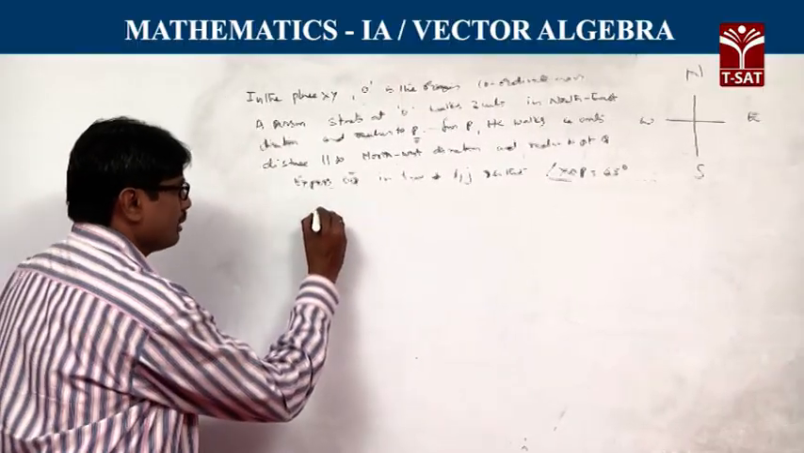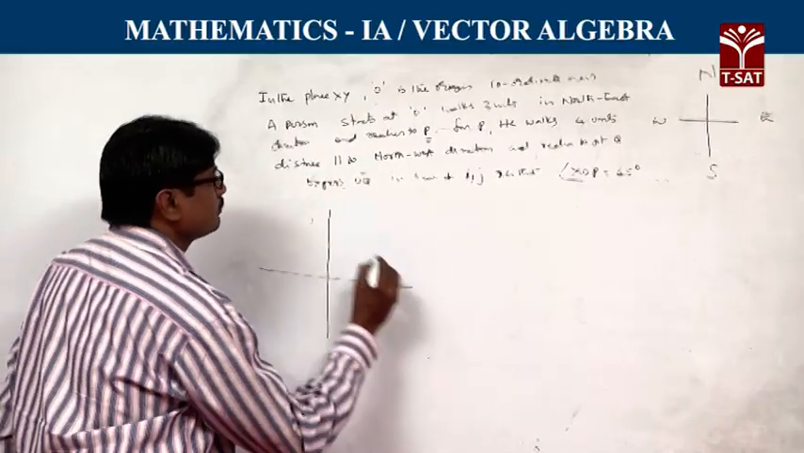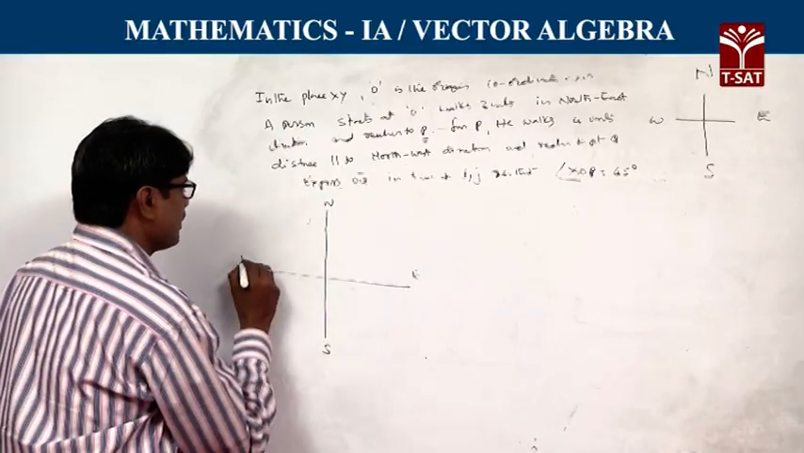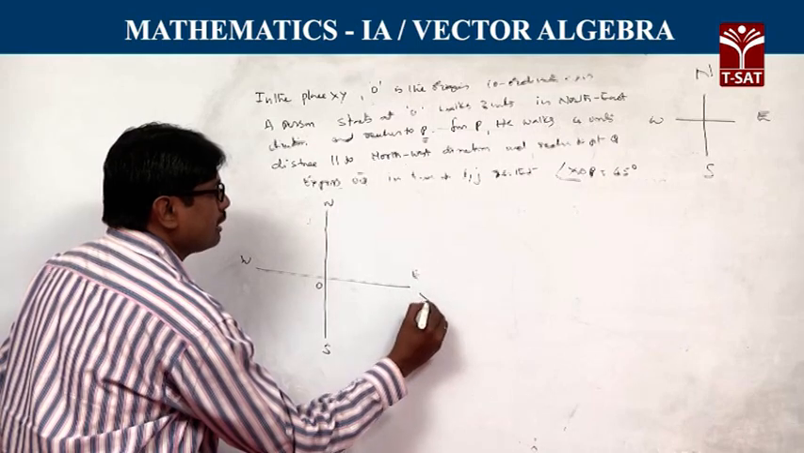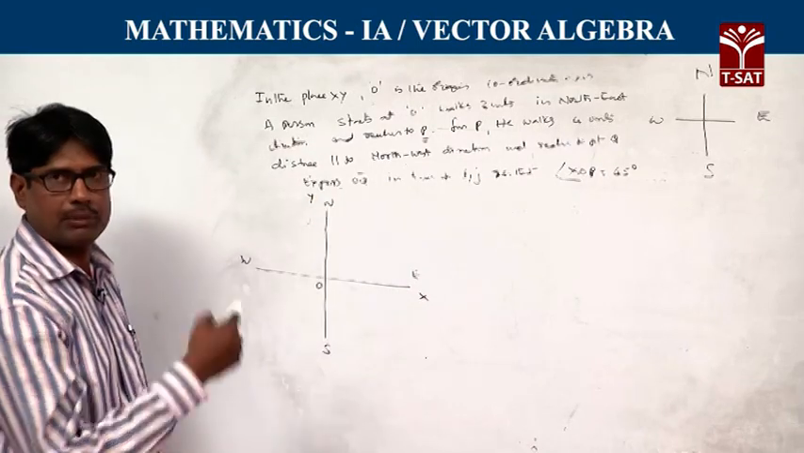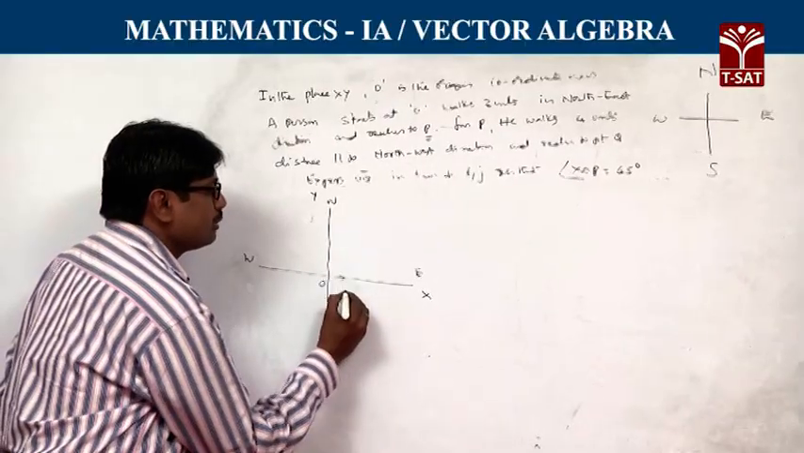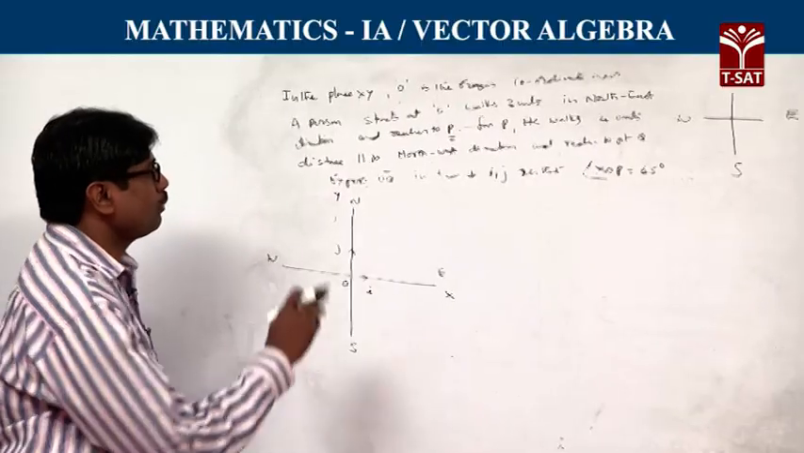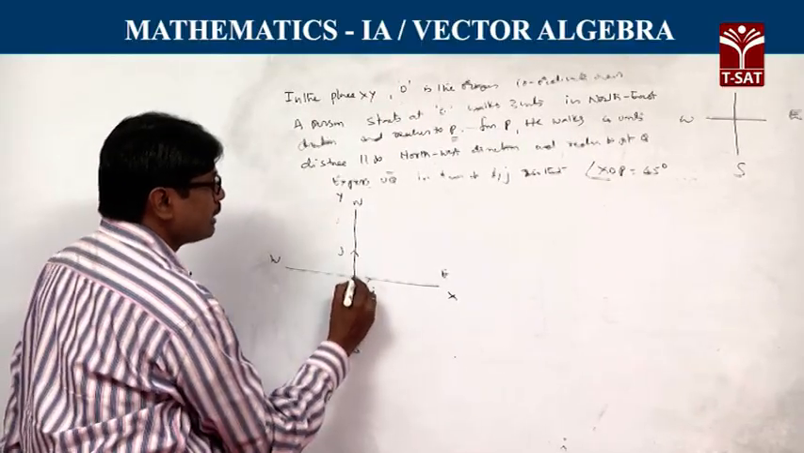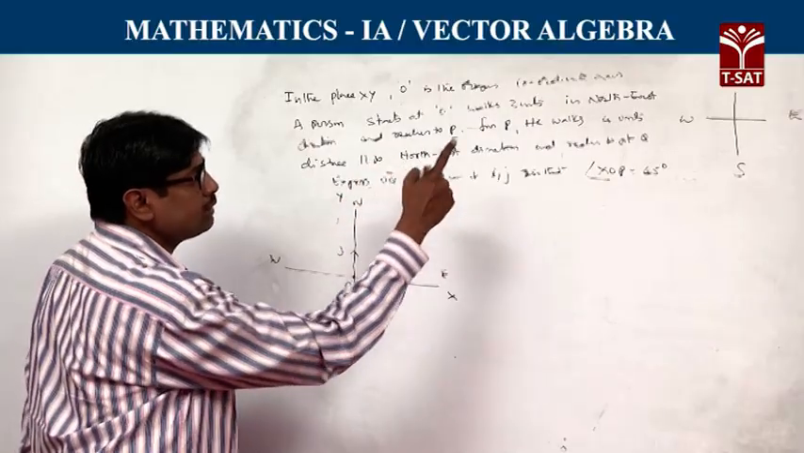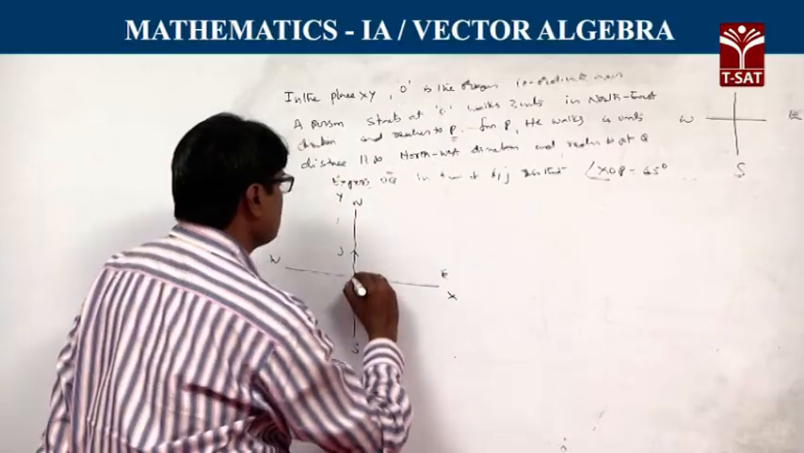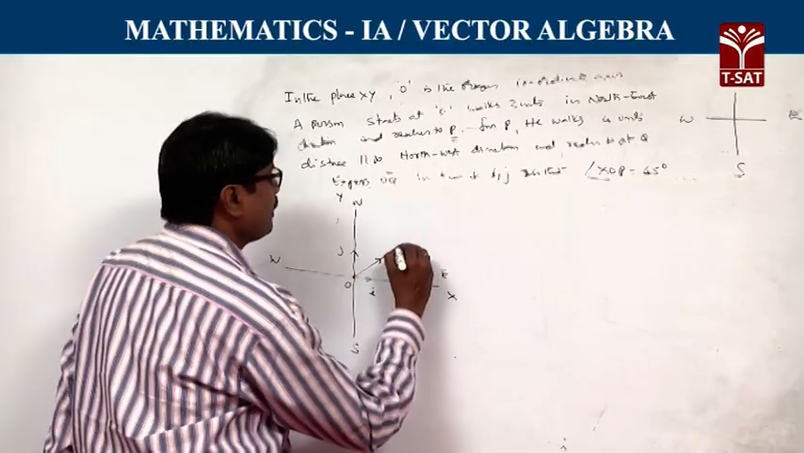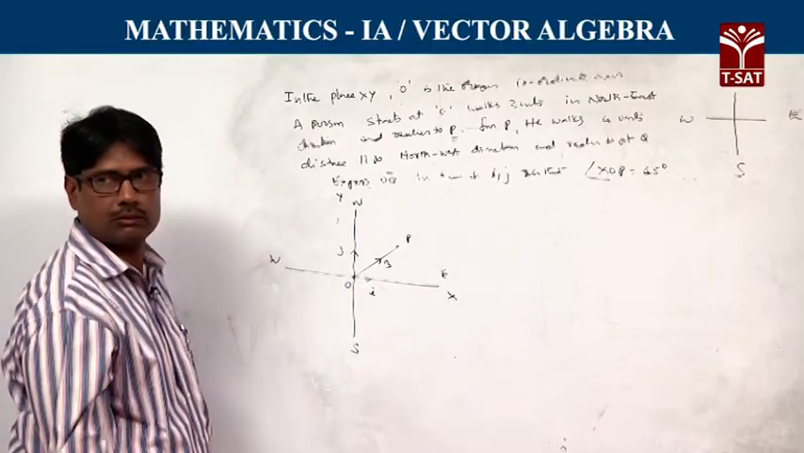Now take the rectangular Cartesian system, with north as the positive y axis, and south, east and west, and O as the origin. This is the xy plane. i bar is the unit vector of the x axis and j bar is the unit vector of the y axis. Now the question: a person starts from the origin, walks 3 units in the northeast direction and reaches a point P, the movement OP.